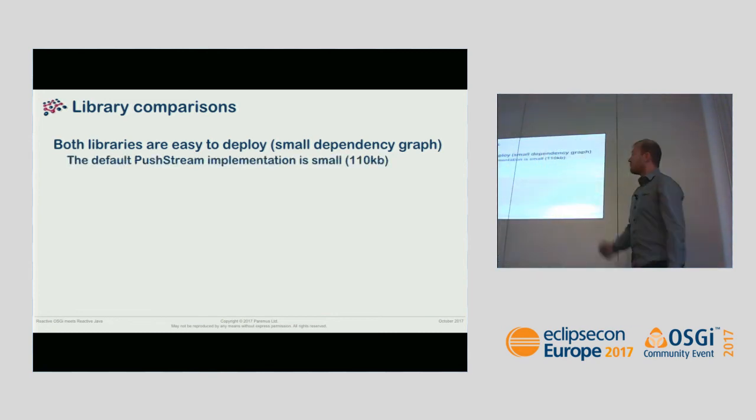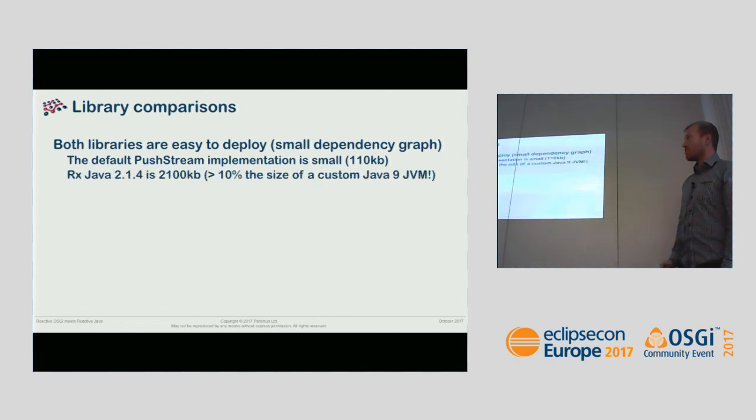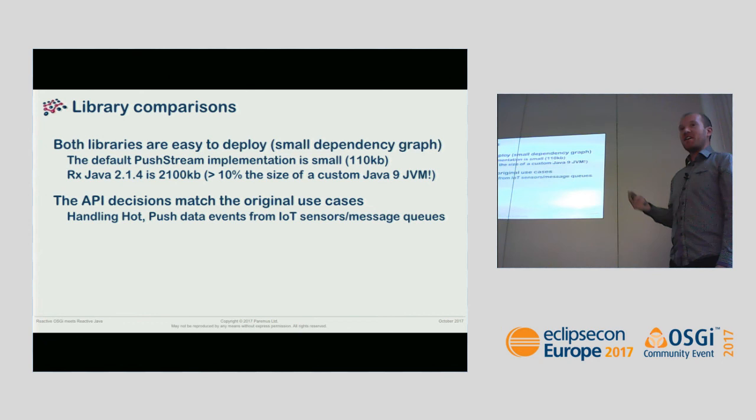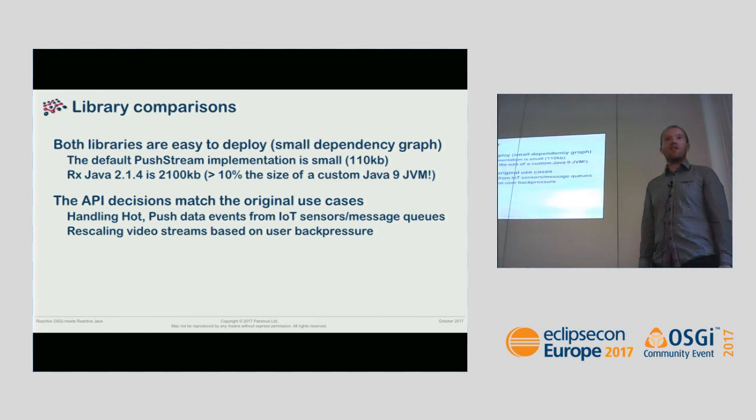So both libraries we've seen are pretty easy to deploy, but the push stream implementation is small. RxJava is not. RxJava is a lot bigger. And basically the API you should use matches the use case that you've got. So if you've got a hot push data event coming from your IoT sensors, push streams are really good at that. But if what you have is something where you want to rescale your video stream based on how fast the data is being sent to your streaming video client, much like they do at Netflix, RxJava works pretty well.